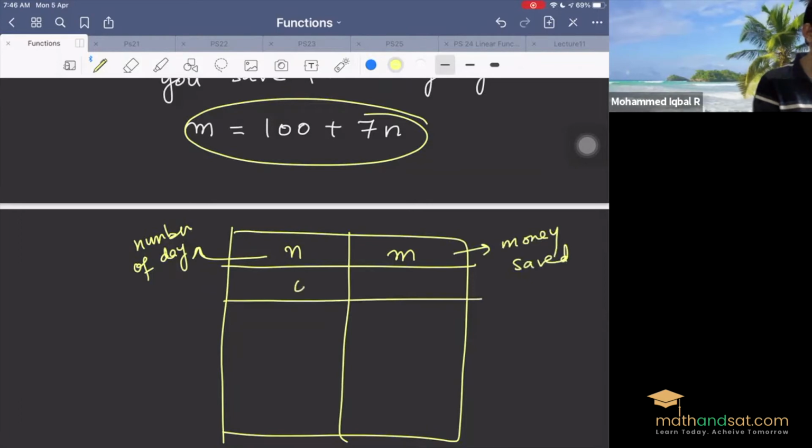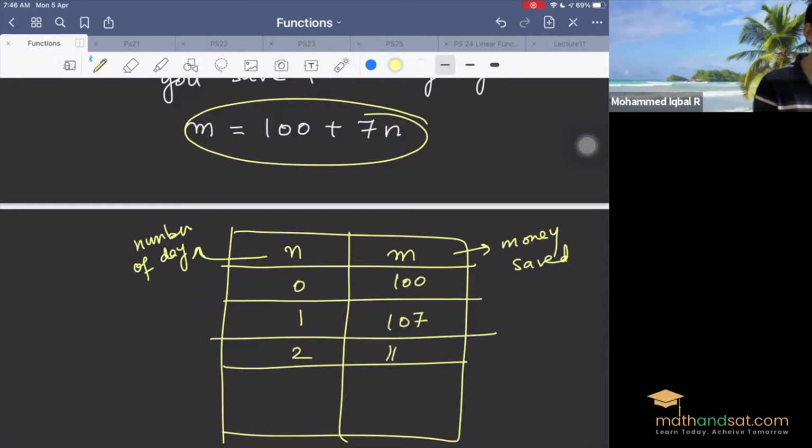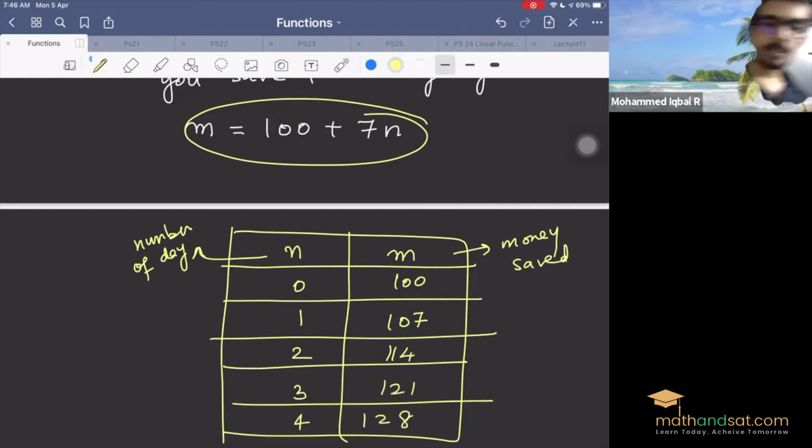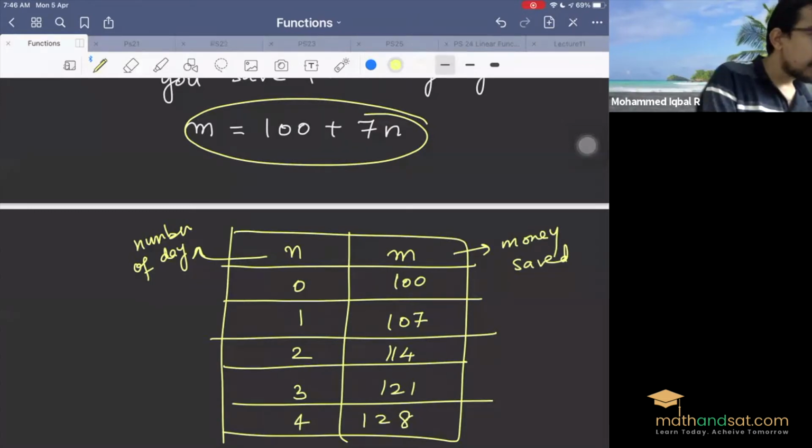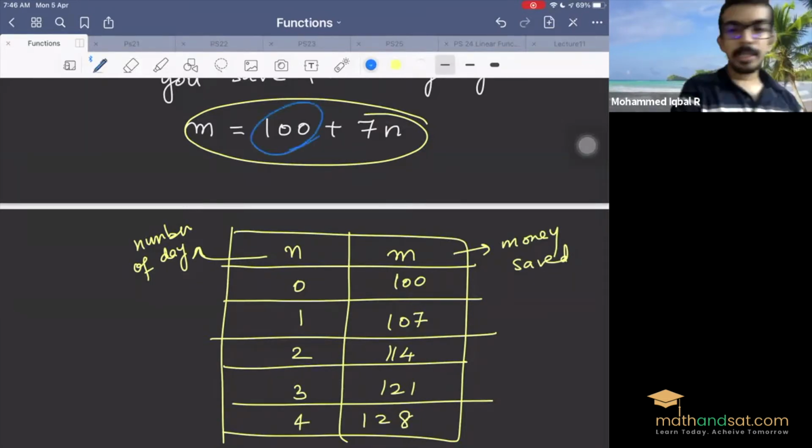See, when n is 0, to begin with, you had $100. When n is 1, at the end of 1 day, you have $107. At the end of 2 days, you have $114. At the end of 3 days, you have $121. See this table? So what is the significance of the number 100? It is the initial output when there is no input. Simple as that, right?